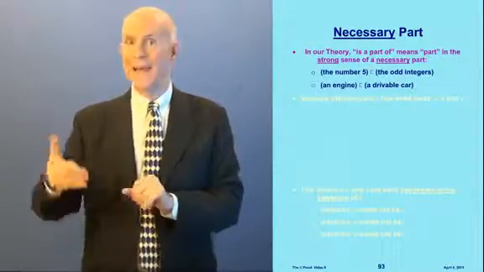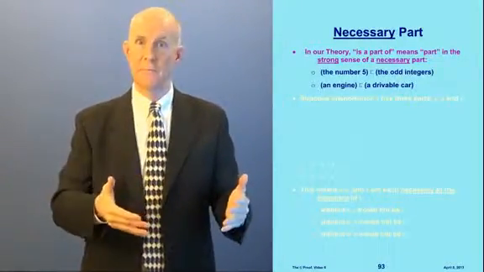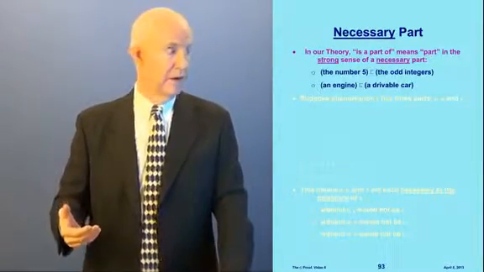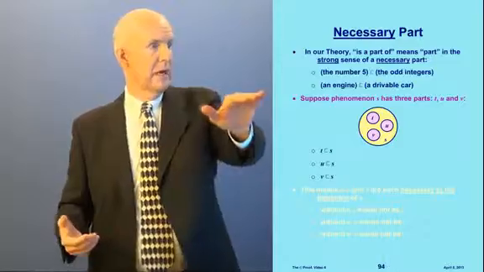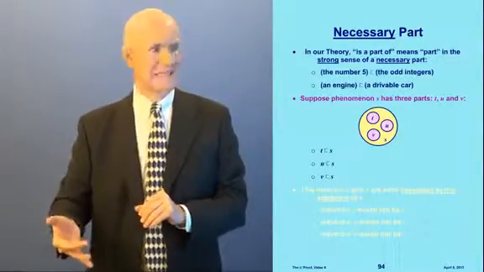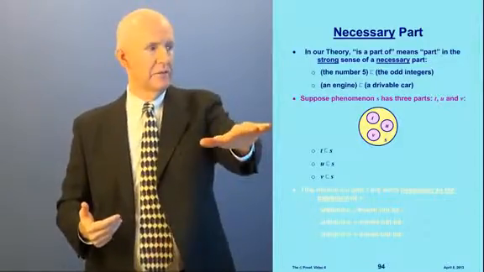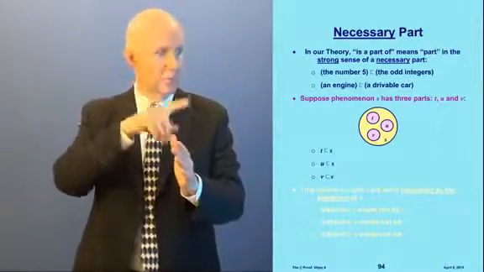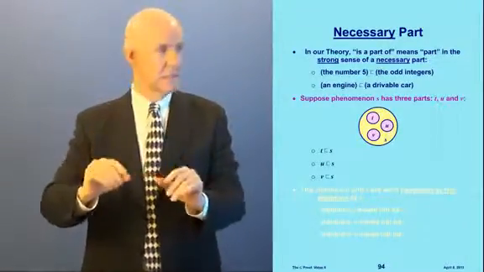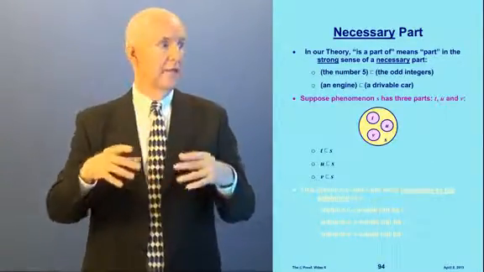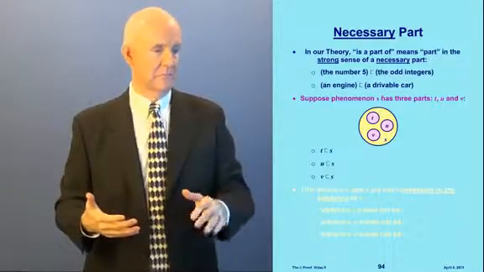How about an engine? An engine is a part of a drivable car. Well, if you take out the engine, I don't think the car is going to drive. Now, supposing we have some phenomena, we'll call it S, and it has 3 parts, T, U, and V. Now, here it is, the diagram. You can see the yellow circle, the big one, that's S. I've labeled that one S. And then T, U, and V, the pink ones, the small circles, they are each parts of S.